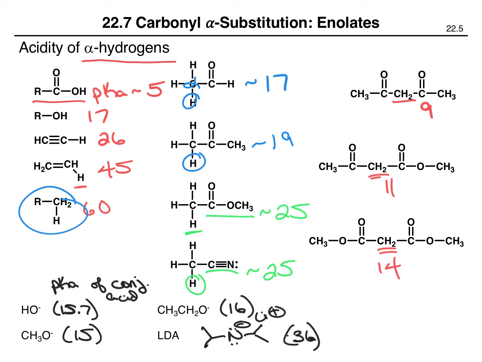But before we move on, it's important to think about why alpha hydrogens are significantly more acidic than other hydrogens that are connected to sp3 hybridized carbons. Well, part of the reason is inductive effect.